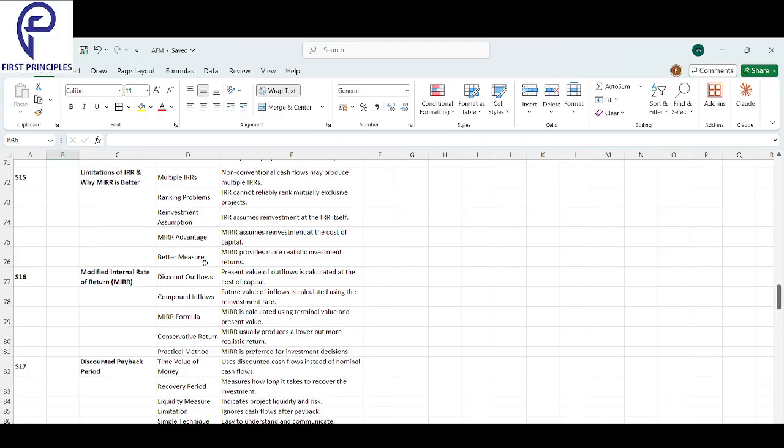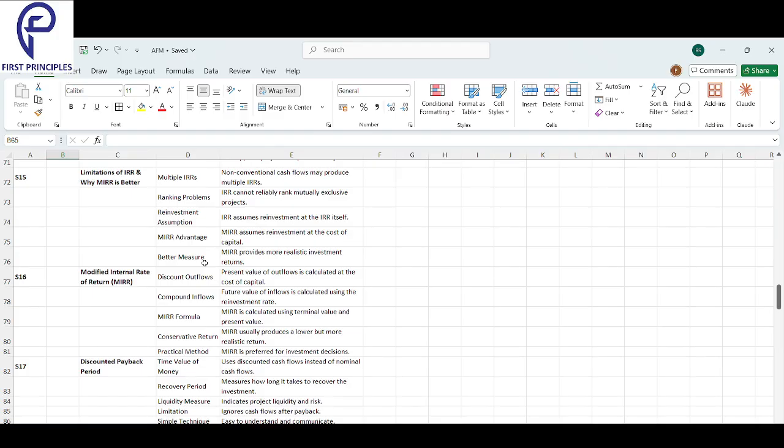What does IRR assume? IRR assumes that you reinvest cash at IRR itself, which is unrealistic. The reinvestment assumption is unrealistic over here. So MIRR fixes the unrealistic reinvestment problem of IRR.